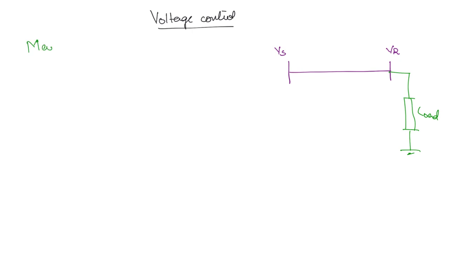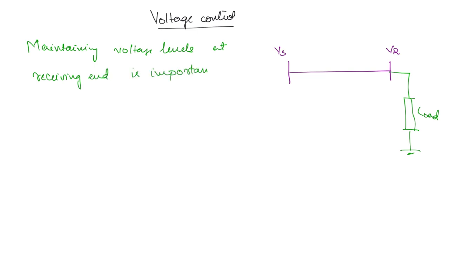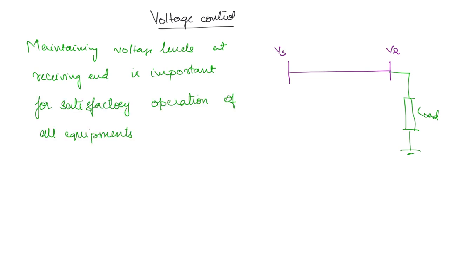So maintaining the voltage levels at the receiving end is important for the satisfactory operation of all the equipment that is connected. All the loads that we have are going to have a voltage rating, and they need to be given that voltage rating. So we want to maintain the voltage within specific limits.